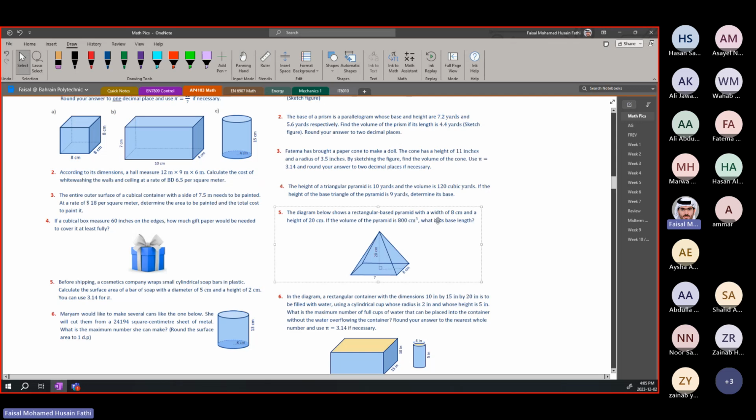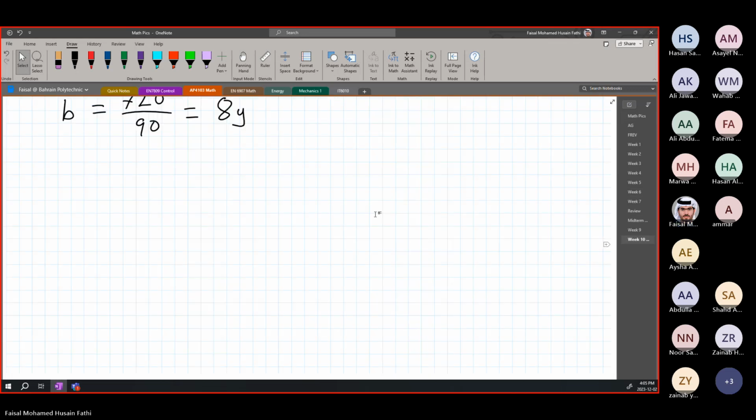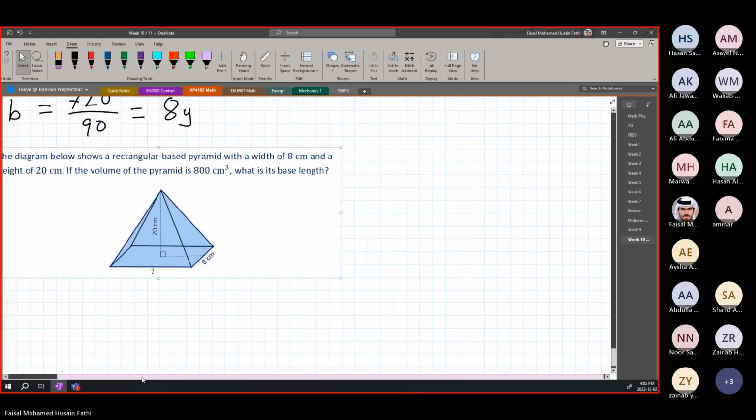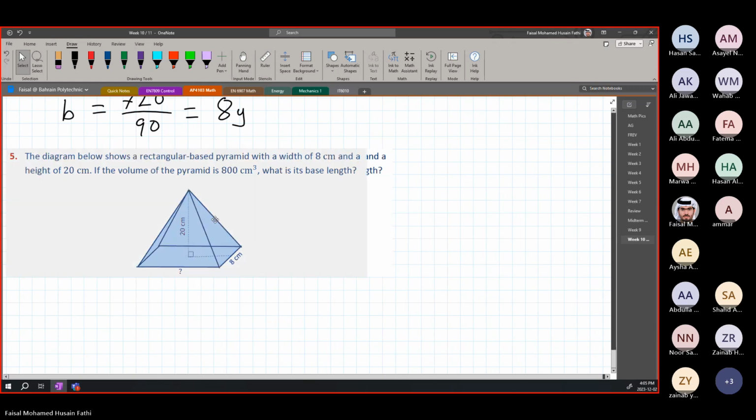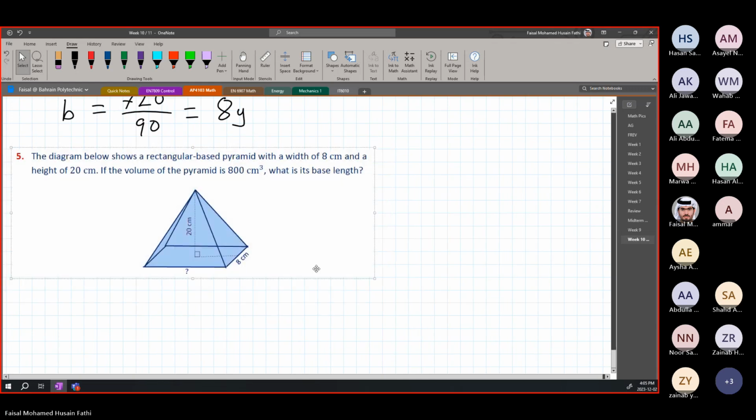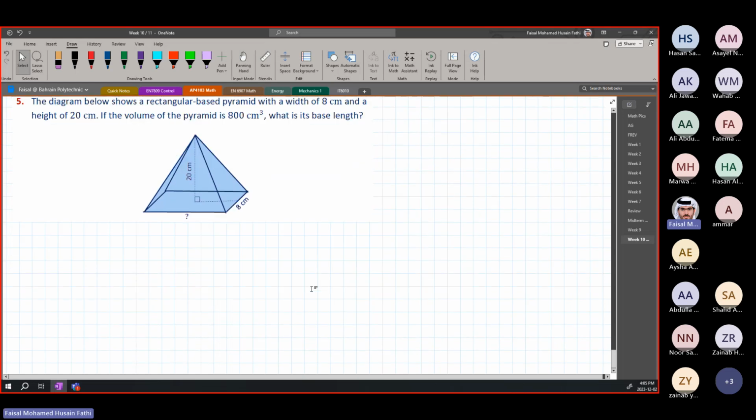The diagram below shows a rectangular base pyramid with the width of the volume. What is its base length? Okay, good. Let's do this. The diagram below shows a rectangular based pyramid. Again, we already have the diagram. I don't need to draw anything. With the width of 8 centimeters, it shows us the width over here, 8 centimeters, and the height of 20 centimeters, it gives us the height, and it's already drawn.